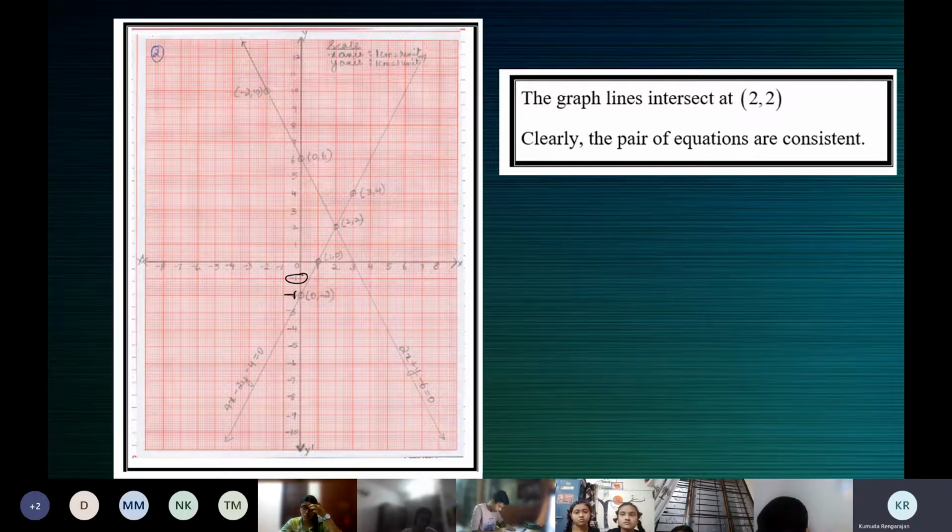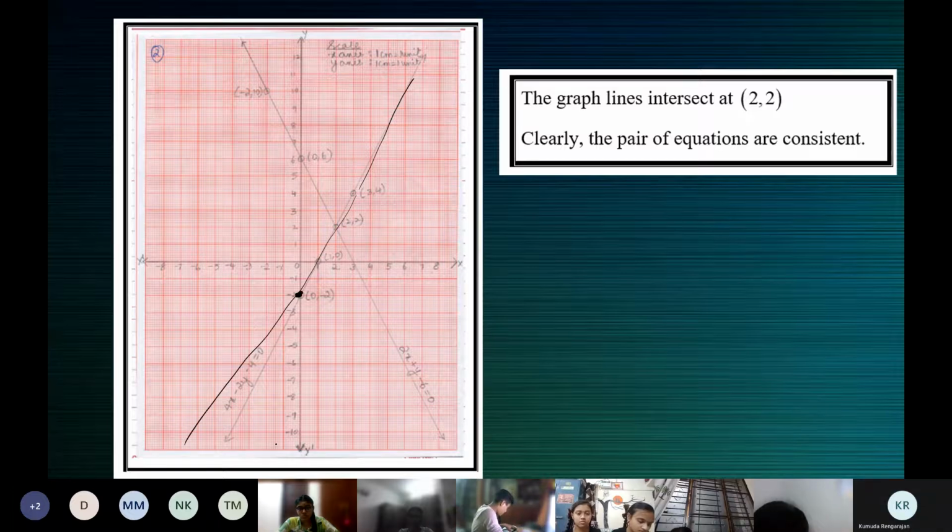You've marked this one as -1. Please check. You've marked this point. You've ignored this one. You've marked this one as -1. Yes or no? Yes, ma'am. I'll correct it. Yeah, and also your line should pass through this point. It should pass through -2. This line should pass through -2.